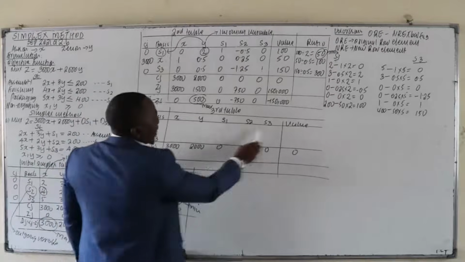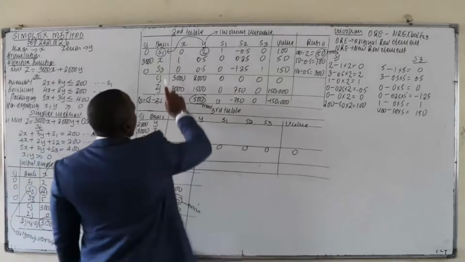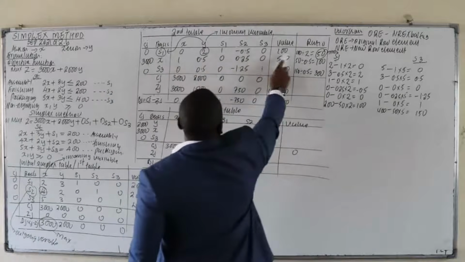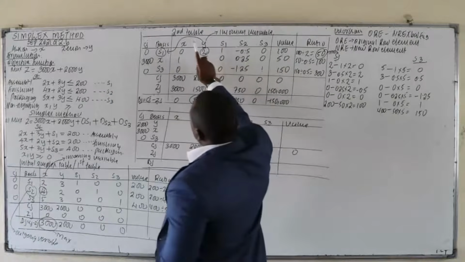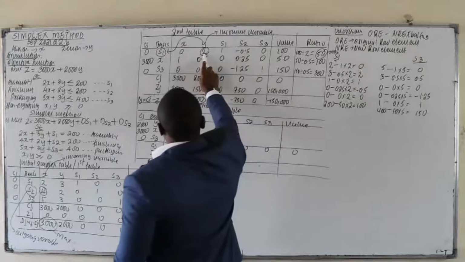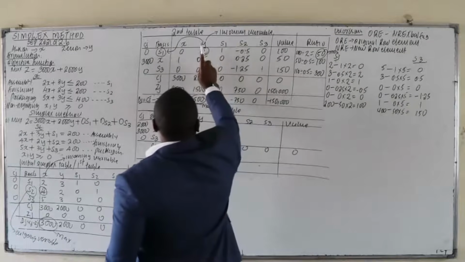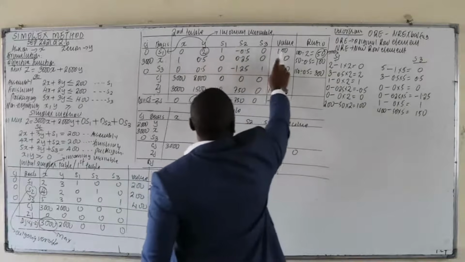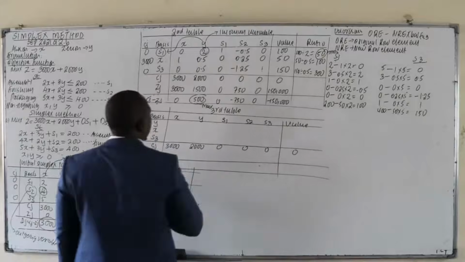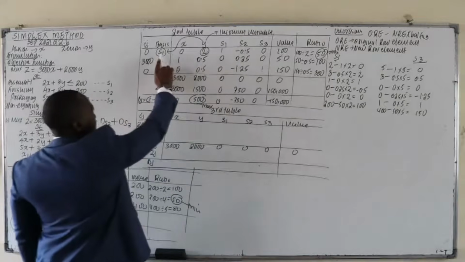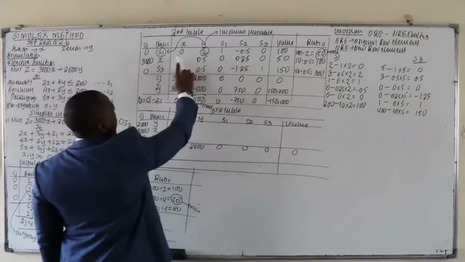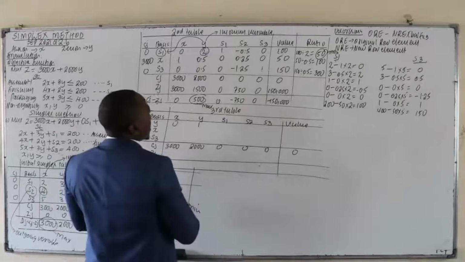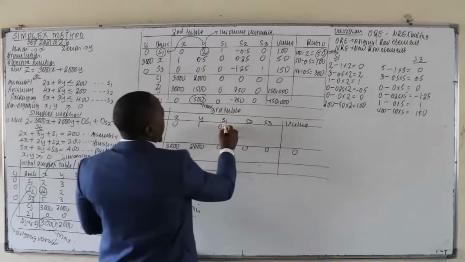How do you get the new row element? To get the new row element, from S1, which has been replaced, you take all the elements of that row and divide by the pivot. For example, 0 divided by 2, 2 divided by 2, 1 divided by 2, negative 0.5 divided by 2, 0 divided by 2, and 100 divided by 2. That's how you get the new row element. So 0 divided by 2, you get 0. 2 divided by 2, you get 1. 1 divided by 2, you get 0.5.